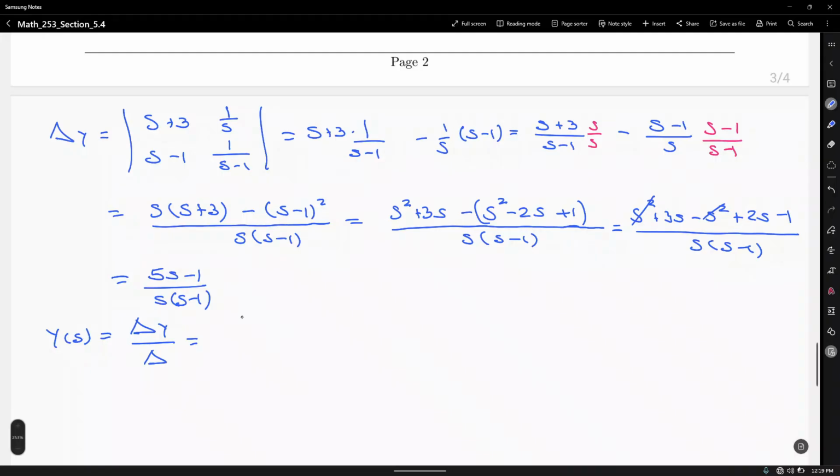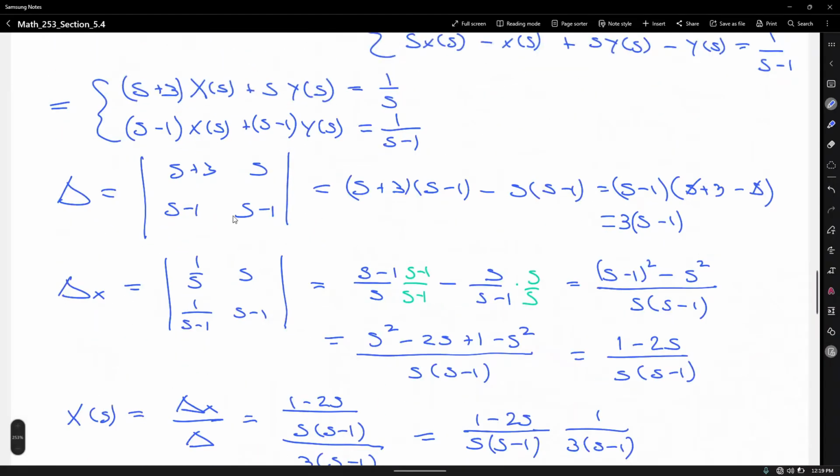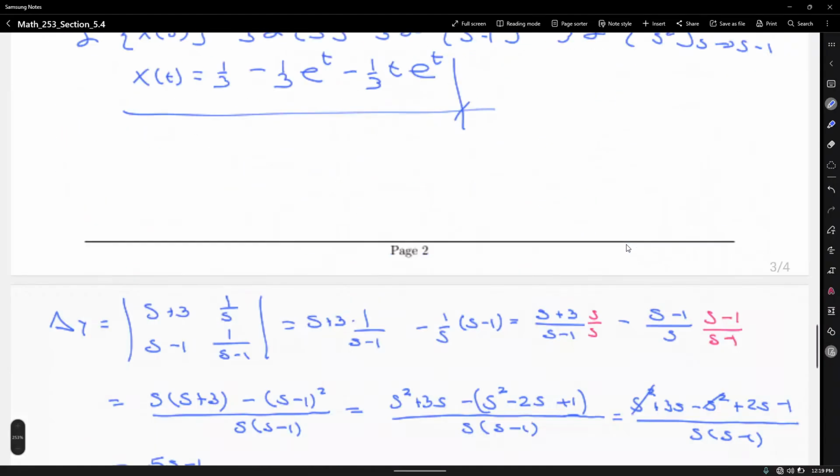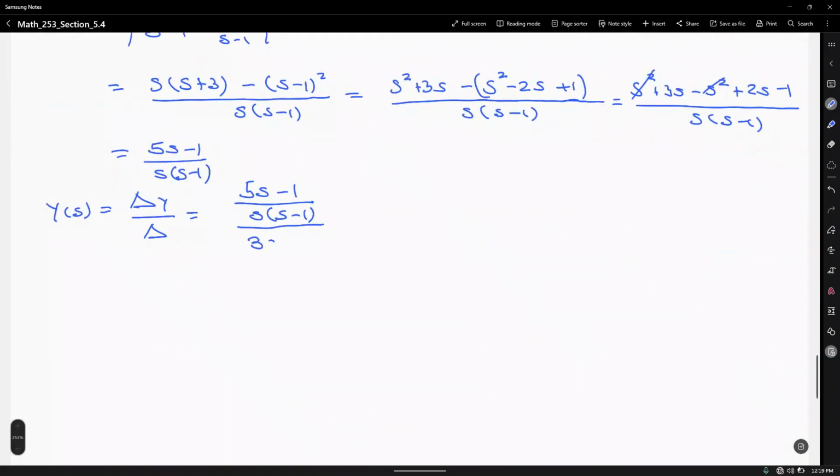So delta y, which is what we just calculated, that's 5s minus 1 over s times s minus 1, divided by the delta quantity. What's the delta quantity? Let me go back to the previous page. That is 3s minus 1. Okay, so 3 times s minus 1. And I'm going to divide this by 1 just so you can see how we're dividing a fraction by another fraction, and the next step makes more sense. That is 5s minus 1 over s times s minus 1, times 1 over 3 times s minus 1, which will be multiplying across.